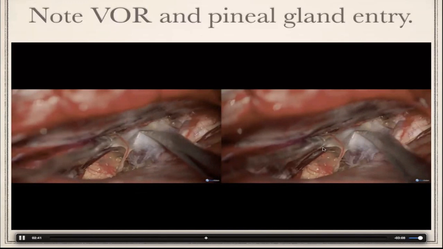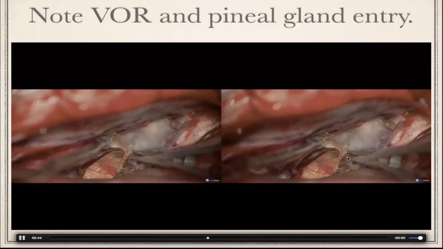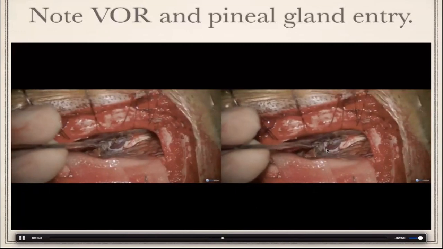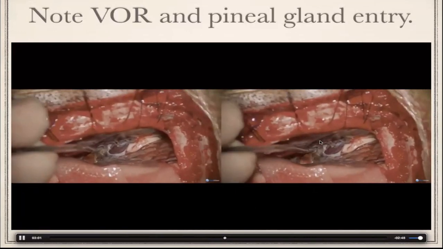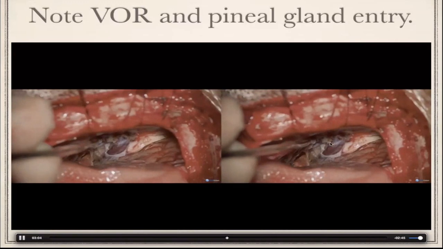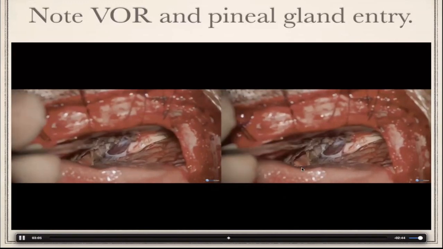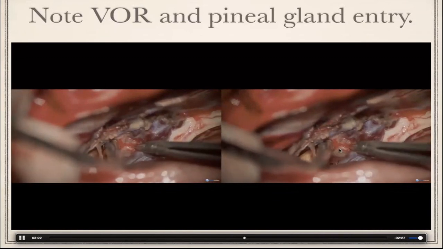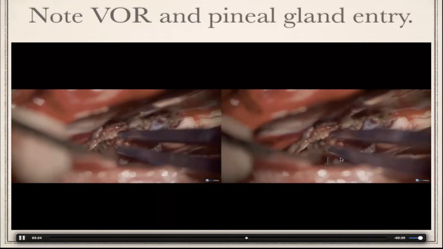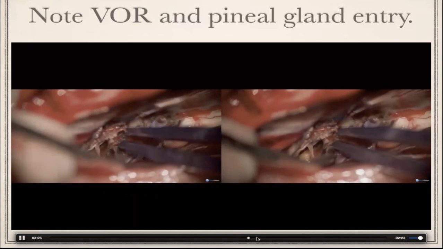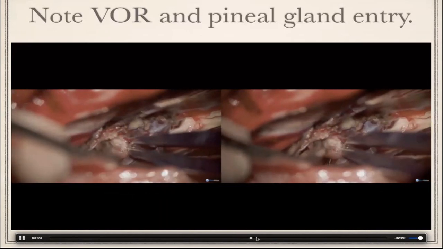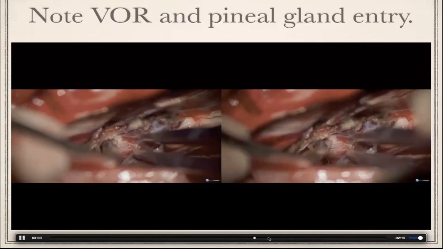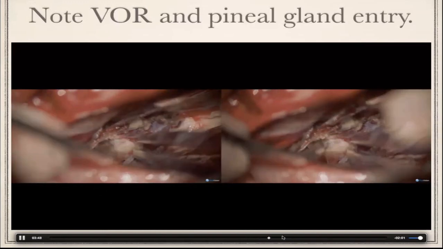So here I am in the venous angle between Rosenthal and the vein of Galen. And of course, we cannot injure those veins. Here is Rosenthal, vein of Galen, and we're going to work between them. And there is the pineal gland. So in this surgery, we are actually going through the pineal gland with the help of navigation to get to the lesion. So I stay supracollicular. That is what we're doing here.